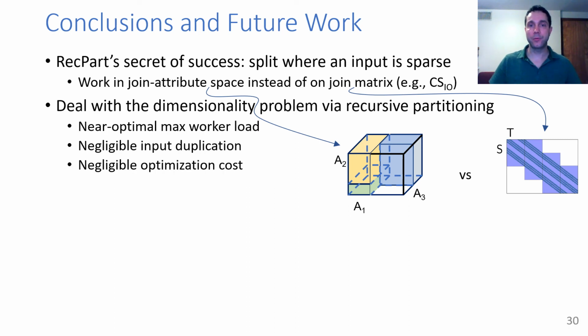The downside of working directly in the join attribute space is that now we have a potentially high-dimensional partitioning problem. To address this, we propose recursive partitioning, which in our experiments found solutions with low maximum worker load that was close to the lower bound. It had negligible input duplication, and the algorithm found those partitionings really quickly.